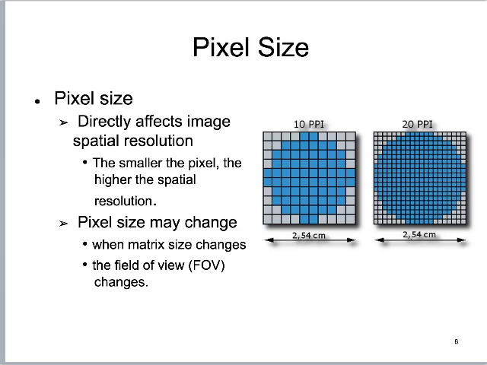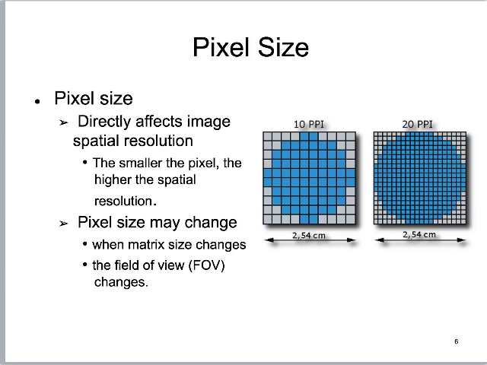So in terms of pixel size, like I said, it directly relates to spatial resolution. The smaller the pixel, the higher the spatial resolution. Pixel sizes can change. You have the power to change the size of the pixels in the images that you're taking.